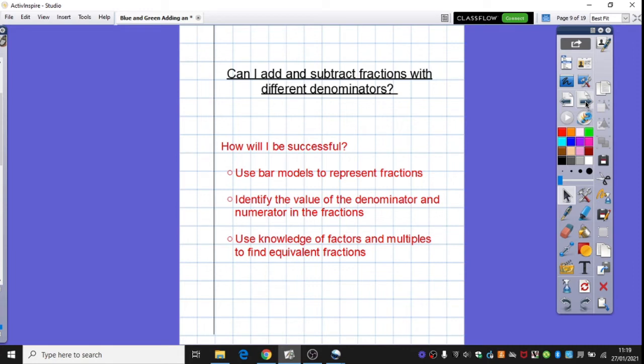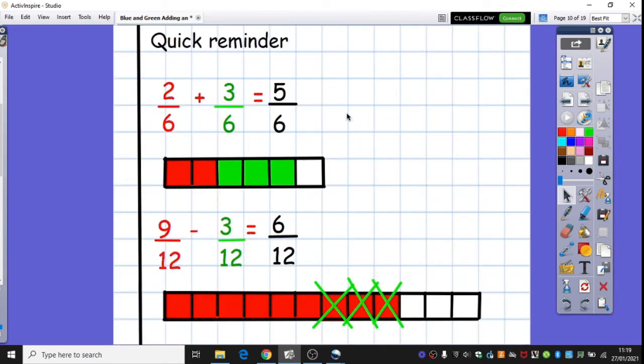So the numerator being the top number and the denominator being the bottom number of a fraction. And we're also going to need to use knowledge of factors and multiples, and this is really important. Where the denominators are different, we're going to need to be finding some equivalent fractions. So just a quick reminder, when we're adding fractions with the same denominators or subtracting fractions with the same denominators, the denominator stays the same. It's just our numerators that we calculate.